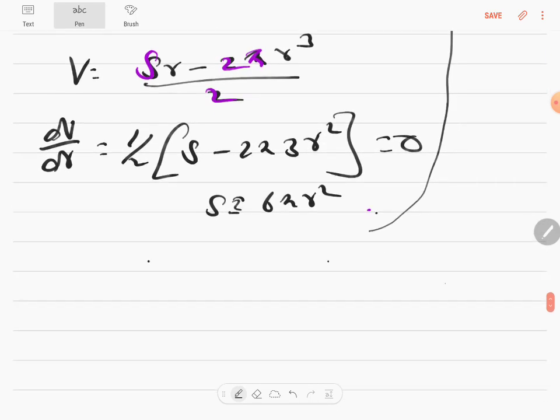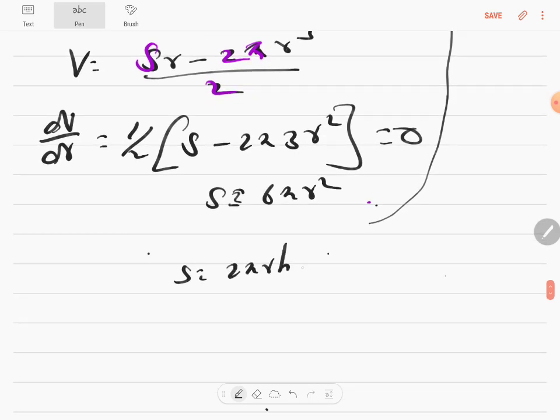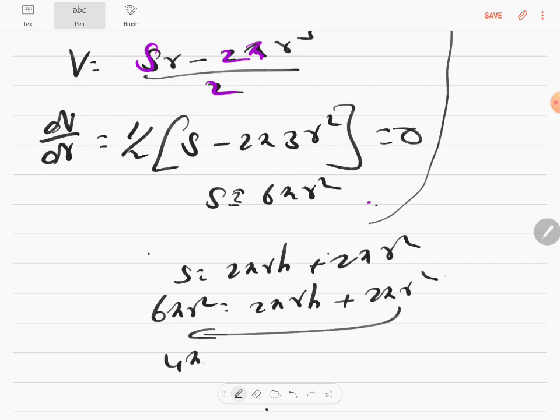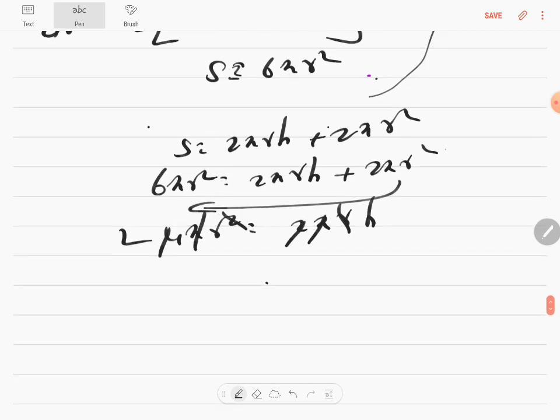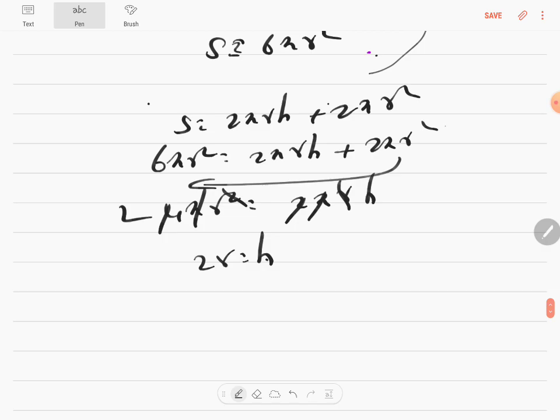First, S is equal to 2 pi r h plus 2 pi r square. Instead of S, write 6 pi r square, so 6 pi r square is equal to 2 pi r h plus 2 pi r square. Take it to that side: 4 pi r square is equal to 2 pi r h. Pi and pi get cancelled, 2 and 4 get cancelled, r and r get cancelled. 2r is equal to h.